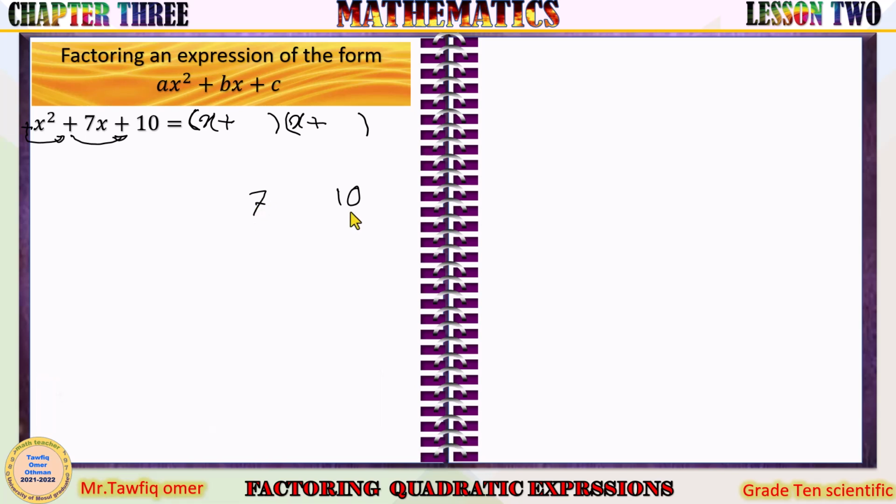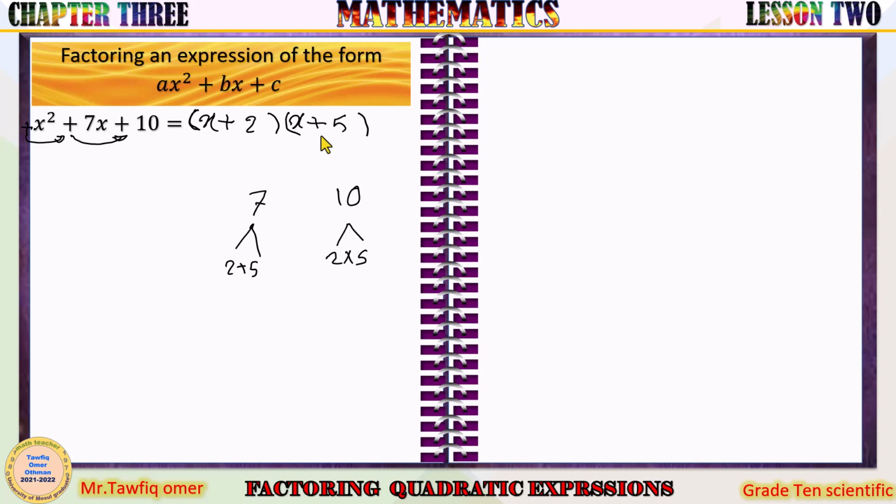We must find two numbers. Their product must be 10 and their sum must be 7. Why sum? Because both brackets have the same sign, positive, positive. So it is 2 and 5. 2 times 5 is 10, and 2 plus 5 is 7. So we can write 2 here and 5 here.